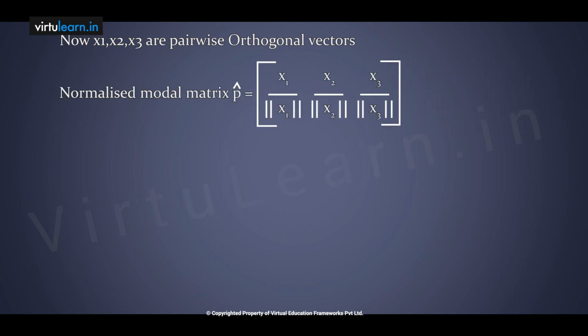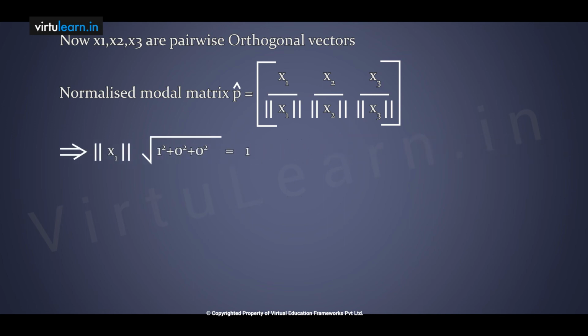Now observe this one. I already explained that if the given matrix is a symmetric matrix, meaning first row and first column elements are the same, second row and second column elements are the same, third row and third column elements are the same, then that matrix is called a symmetric matrix. If it is like that, then you have to calculate the normalized modal matrix instead of the modal matrix. The normalized modal matrix P cap equal to x1 by norm x1, x2 by norm x2, x3 by norm x3.